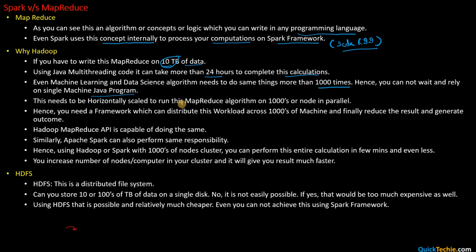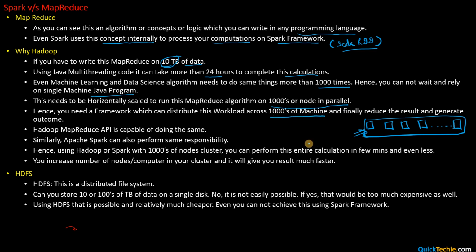parallel. Okay, so this cluster is basically hundreds or thousands of nodes, and you would process this data across the machines. So that's where you need a huge number of machines and a cluster to be created. This needs to be horizontally scaled to run the MapReduce algorithm on thousands of nodes in parallel. Hence, you need a framework which can distribute workload across thousands of machines.